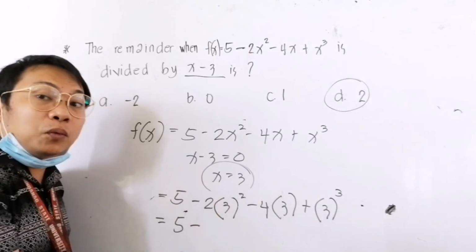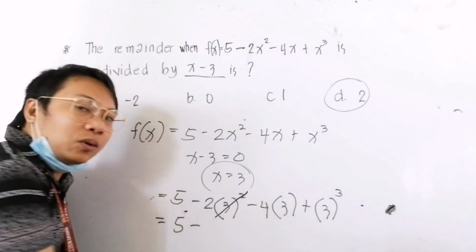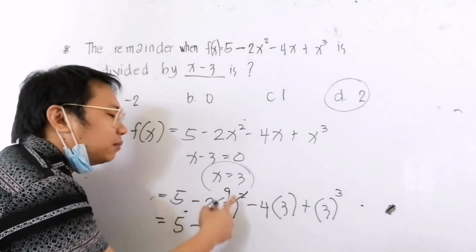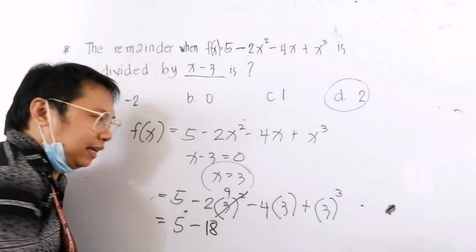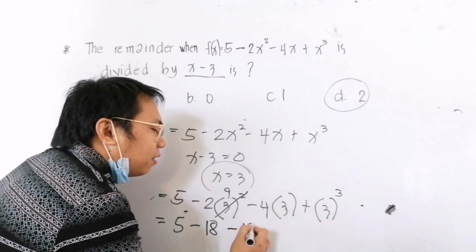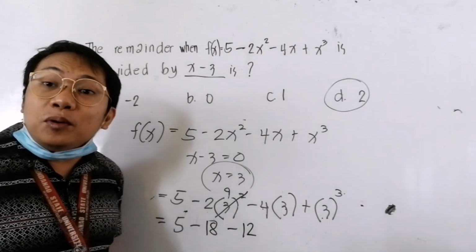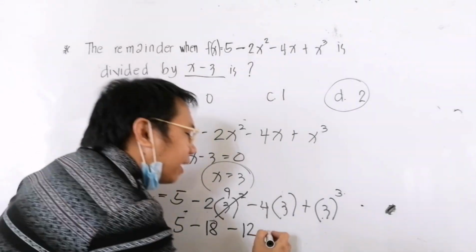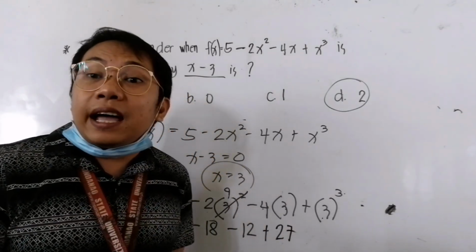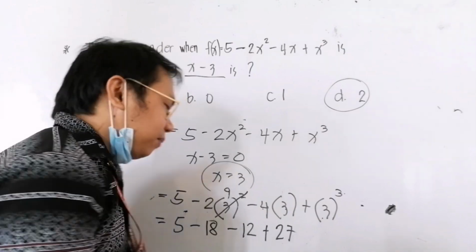Simplifying this one, operate first the number with exponent. Do not multiply. So this is 3 squared. This will give you 9. And 2 times 9 is 18. You have now 4 times 3 will give you 12. And 3 to the power of 3 is equal to 27. It is not 9, it's 27. Again, 3 times 3 times 3.